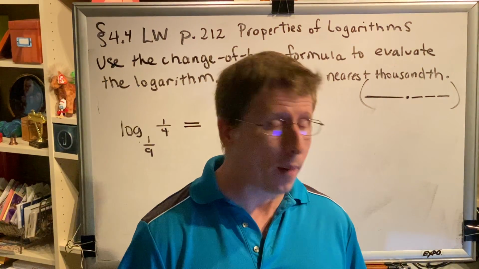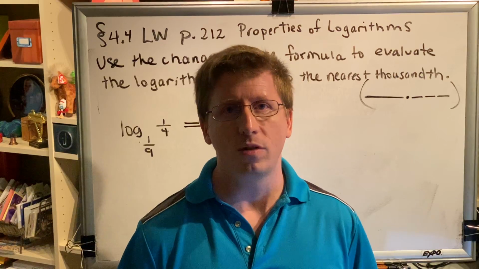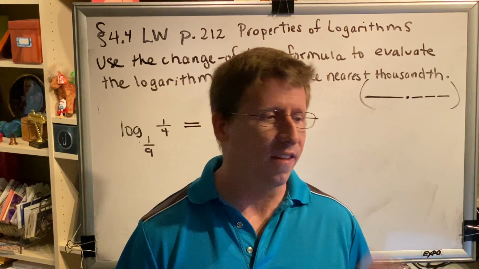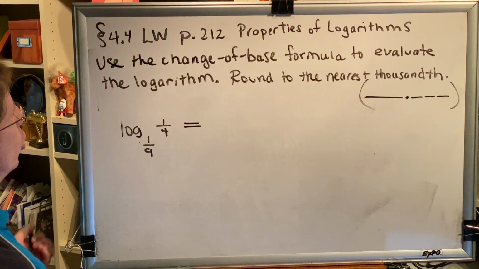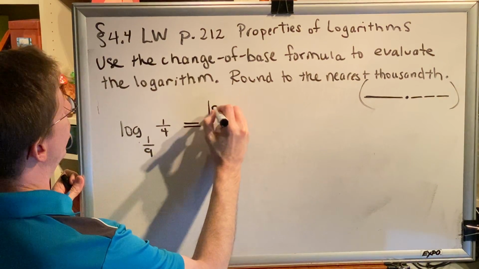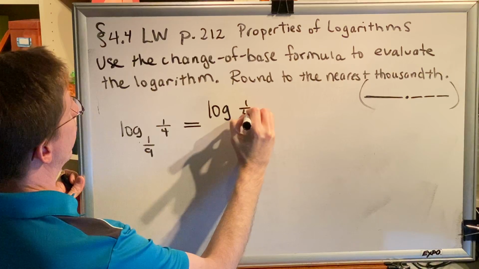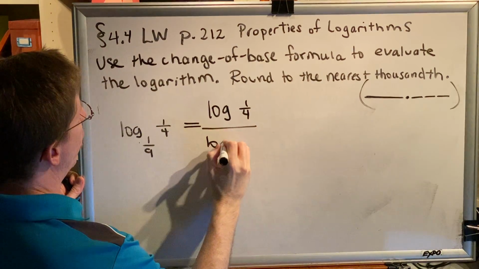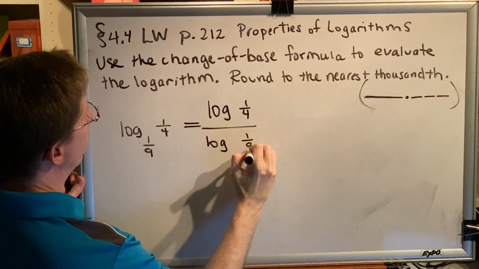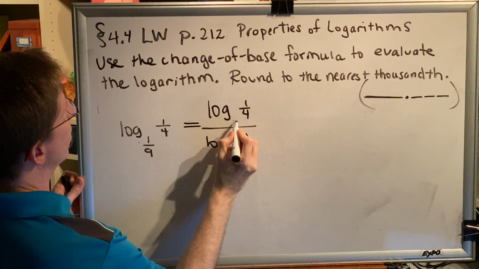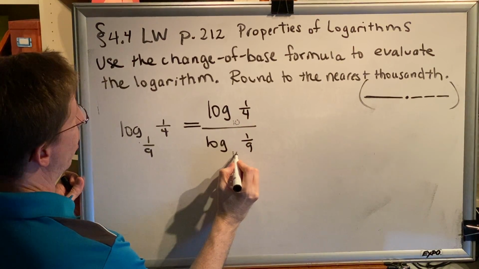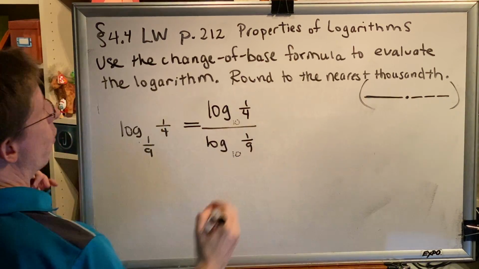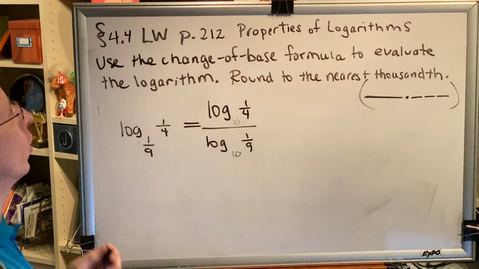So I've got 3 problems today. In one of them I will do 10, in one of them I will do e, and then the other, I don't know which one I'll do, but I'll pick one. So for this one, let's start with 10. So we're going to rewrite this as log base 10 of 1/4 divided by log base 10 of 1/9. Okay, notice that I'm not writing the 10. The 10 is the base. It goes down here. The 1/4 and the 1/9 are the argument of the log.